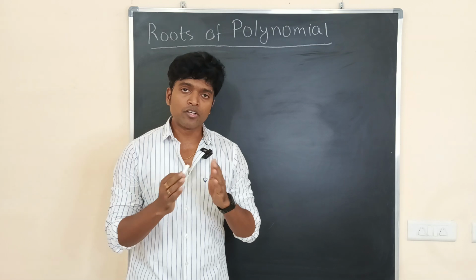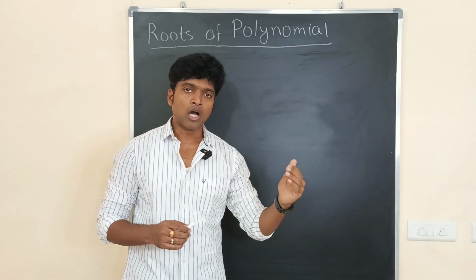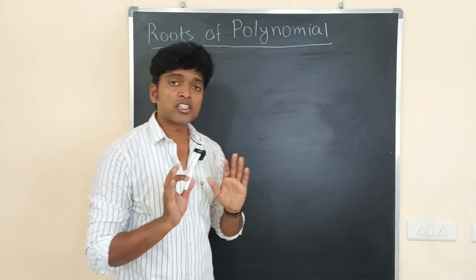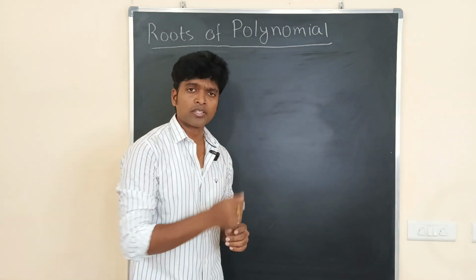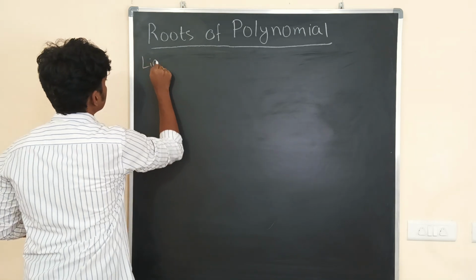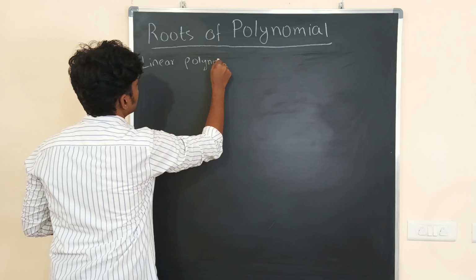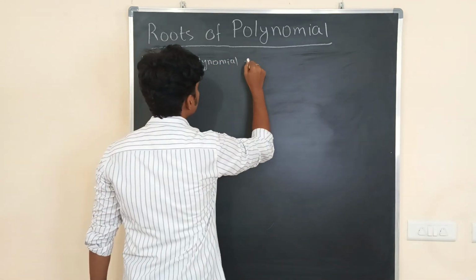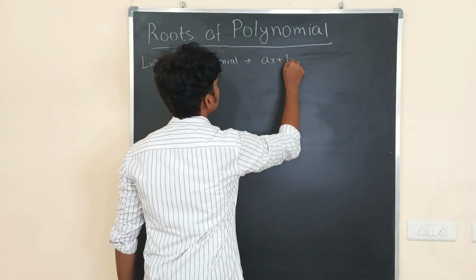What is the degree of the polynomial, what are the variables, what is the coefficient, and how they are interconnected in the polynomial. Like that we have learnt. Now let us find what are the roots of any polynomial. Very simple thing. Let us find it for a linear polynomial. We all know the linear polynomial will be degree 1, that is ax plus b.